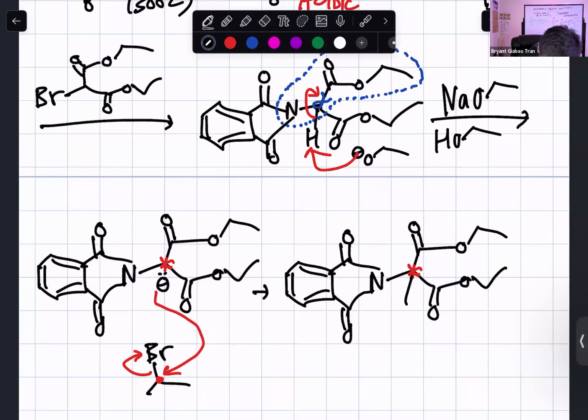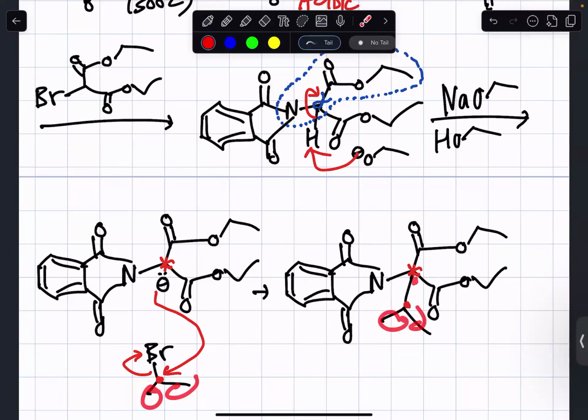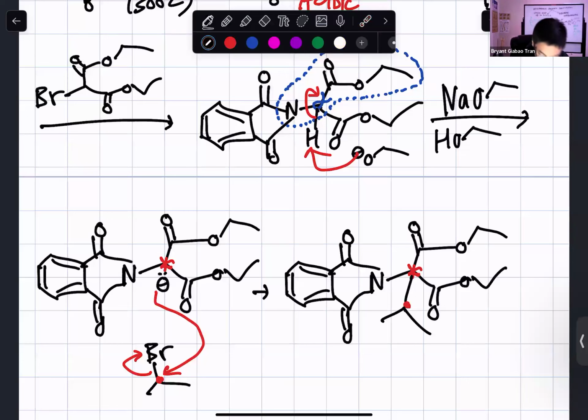So star, new bond between star and dot. Dot is attached to 2 methyl groups. 1, 2, new bond. Okay, so now we almost have our amino acid. We have our amino group here, our R group here, and then our soon to be carboxylic acids here.